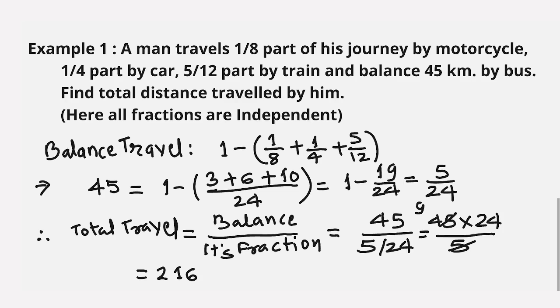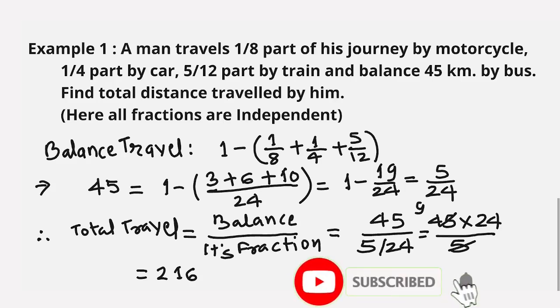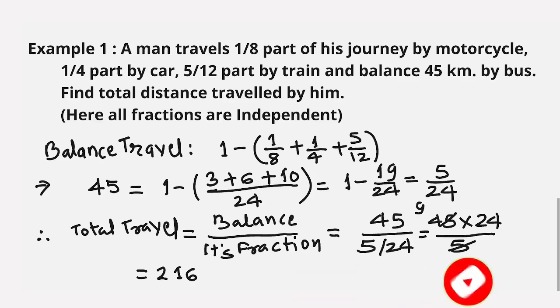The last formula is total equals balance upon its fraction. This formula we have already derived. Now we will solve the same example with modifications for dependent fractions. So we go to that example.